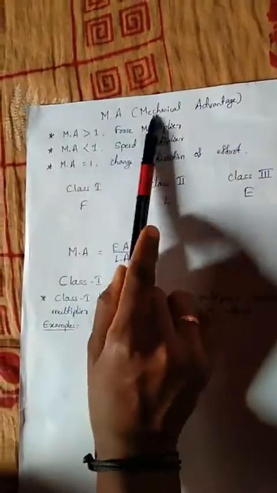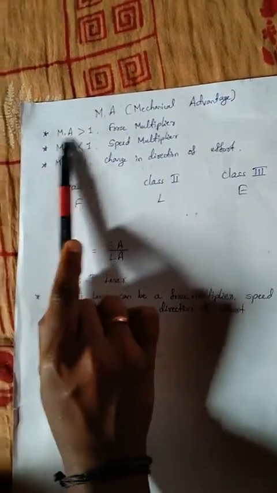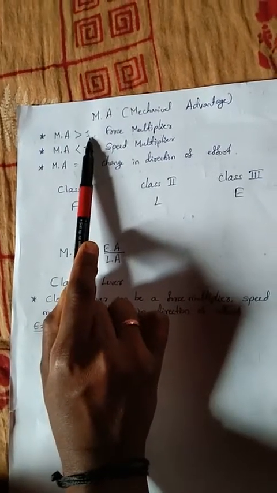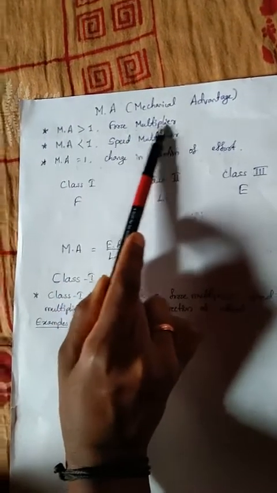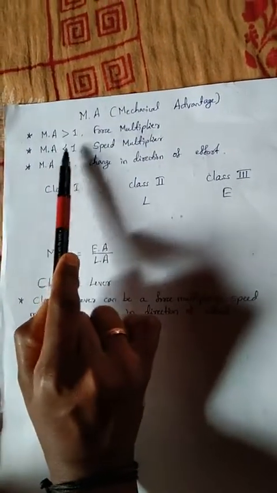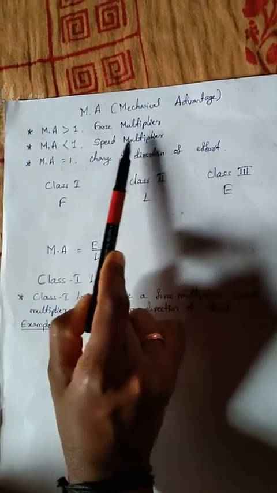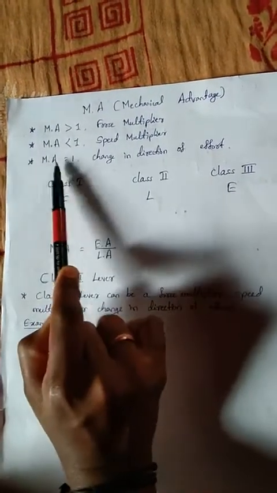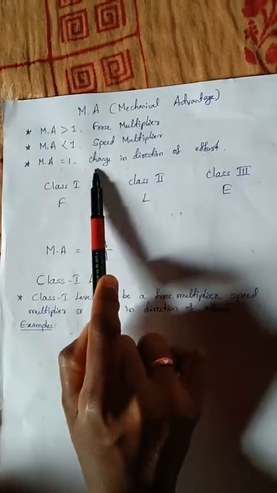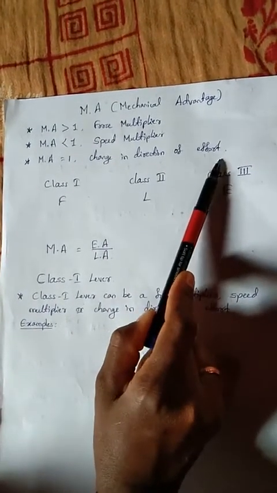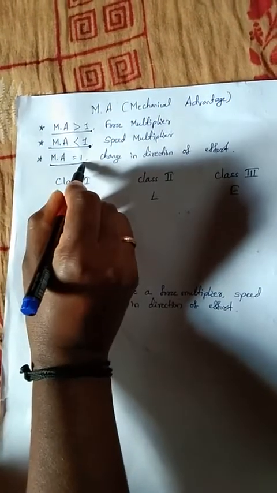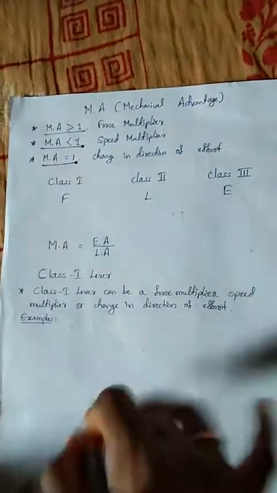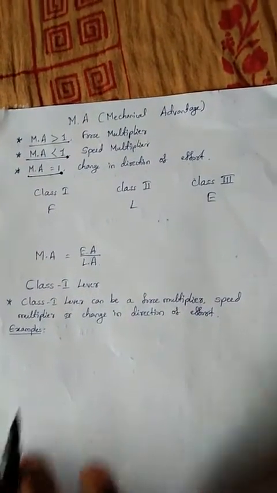Next, mechanical advantage. If the mechanical advantage is greater than 1, then that lever acts as a force multiplier. If the mechanical advantage is less than 1, it acts as a speed multiplier. If the mechanical advantage is equal to 1, it acts as a change in direction of effort. We will see when the mechanical advantage is greater than 1, less than 1, and equal to 1 in class 1, class 2 and class 3 levers.